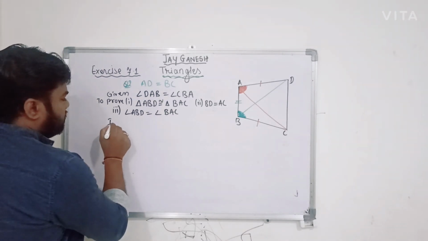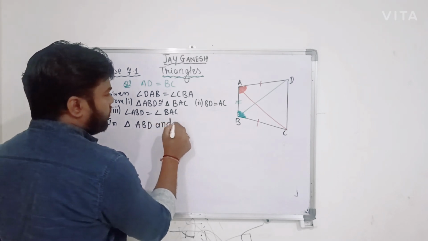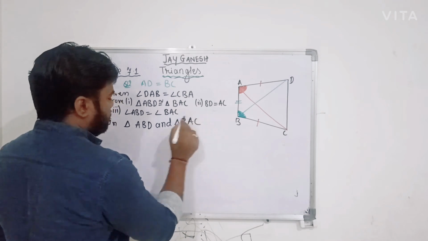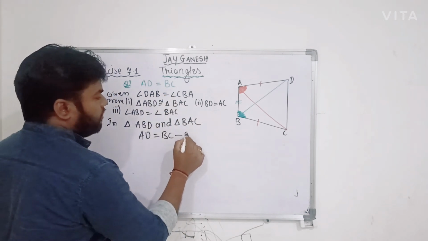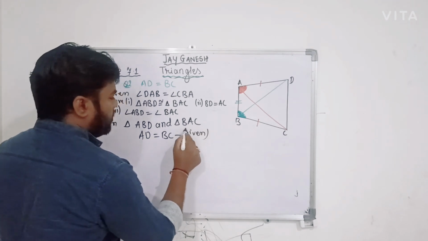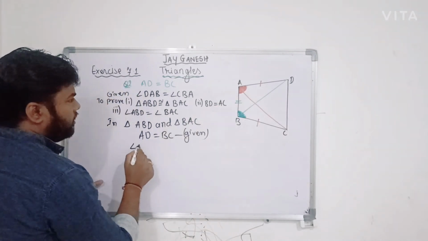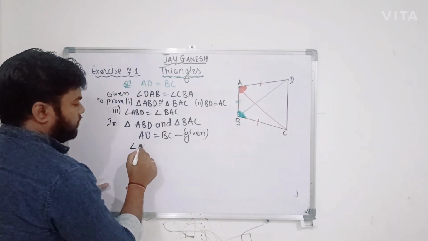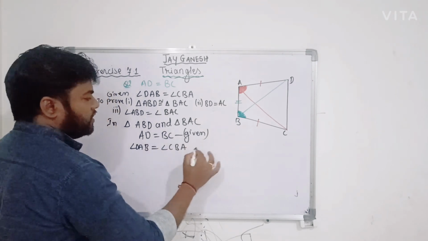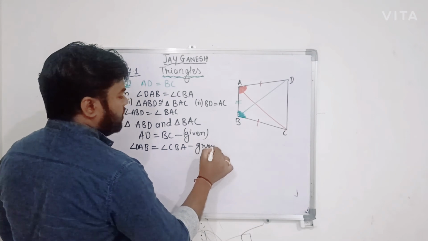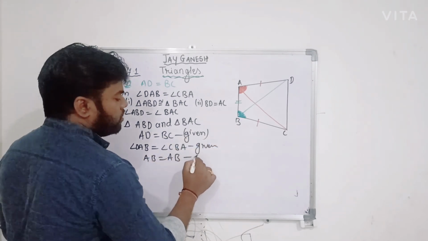In triangle ABD and triangle BAC, AD equals BC, given. Then angle DAB equals angle CBA. This is also given. And AB is equal to AB. This is common in both the triangles.